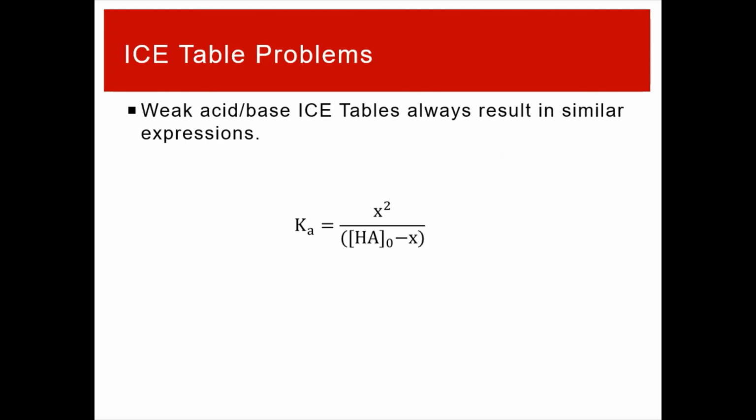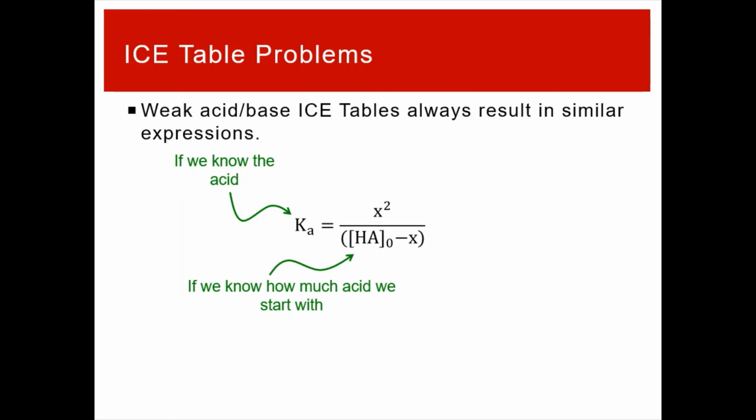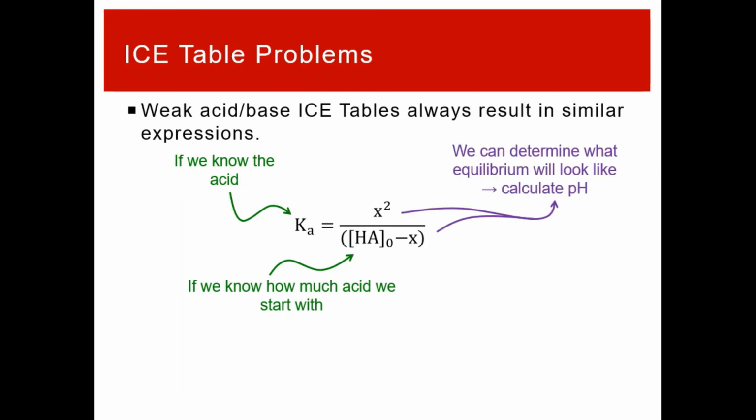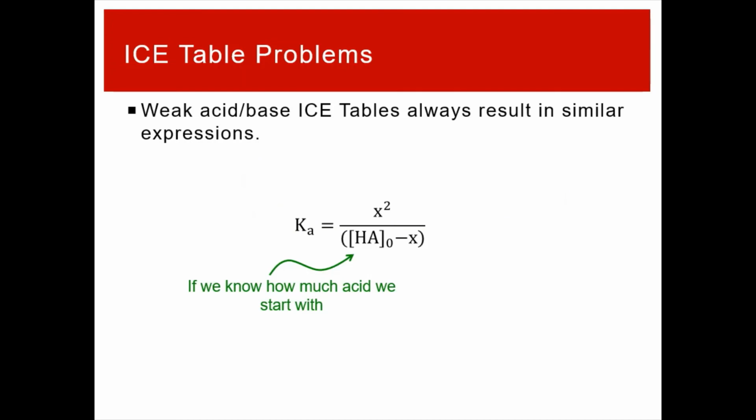So in this example that we just looked at, we knew the acid, we knew the initial concentration, how much acid we started with. We were able to plug those in to figure out what equilibrium will look like if we make this solution, namely calculating the pH. What are the properties of this solution? We could also know how much acid we start with, and determine what equilibrium looks like, namely by measuring the pH experimentally.